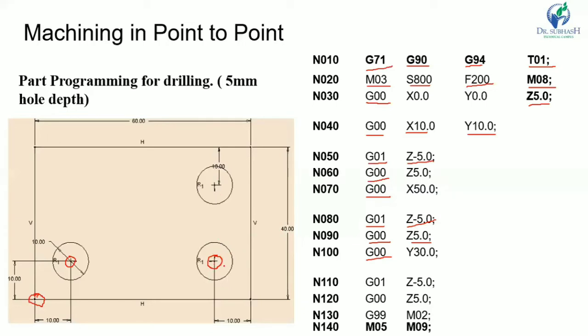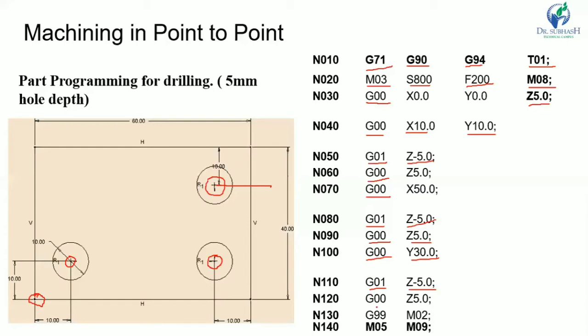So that distance is 30 mm. Why 30? That means from here to here, the distance between the holes is 30 mm. Then linear interpolation G01 and Z minus 5. So it will drill the hole, drill hole number 3.